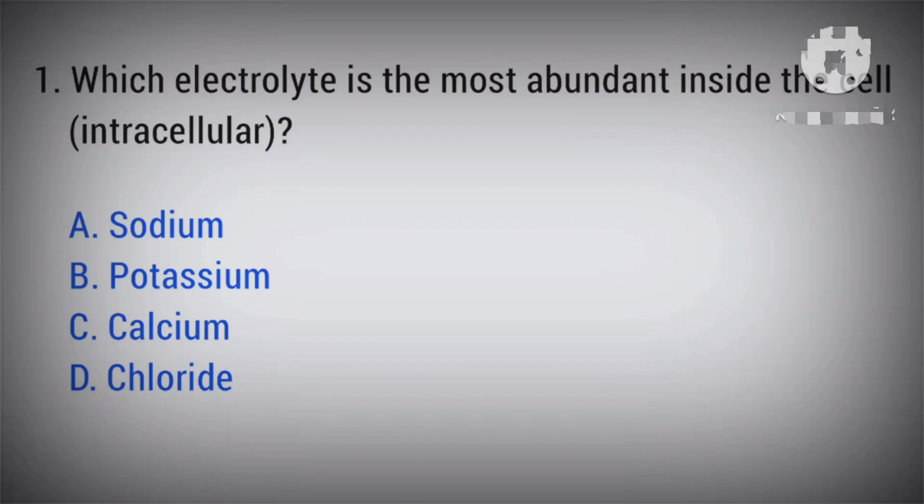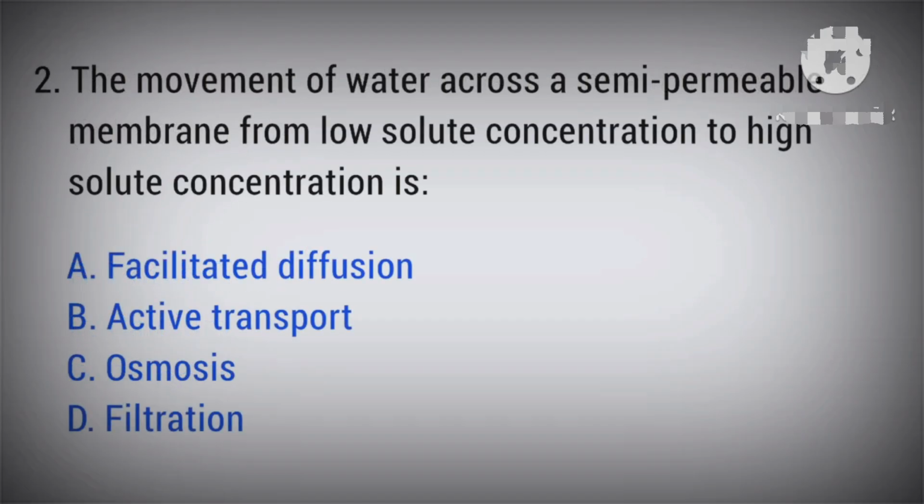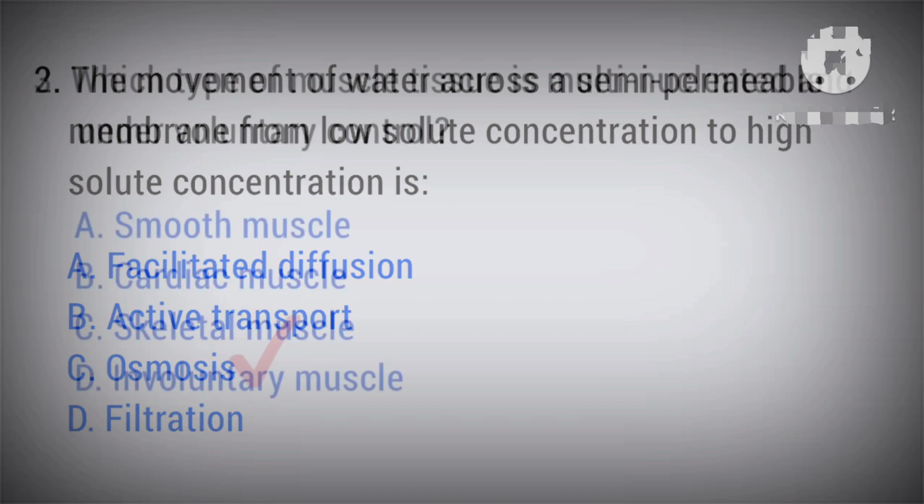Question 1. Which electrolyte is the most abundant inside the cell, intracellular? The right answer is option B, potassium. Question 2. The movement of water across a semi-permeable membrane from low solute concentration to high solute concentration is. The right answer is option C, osmosis.